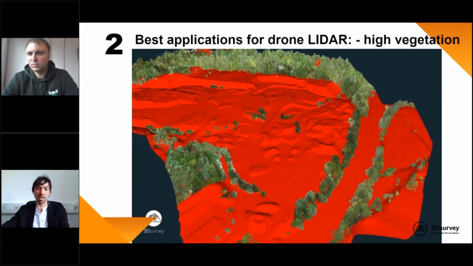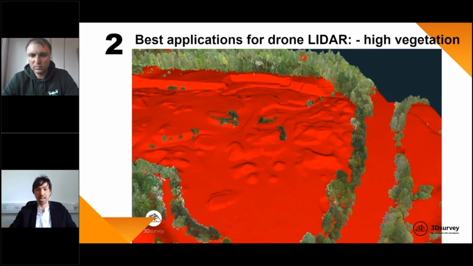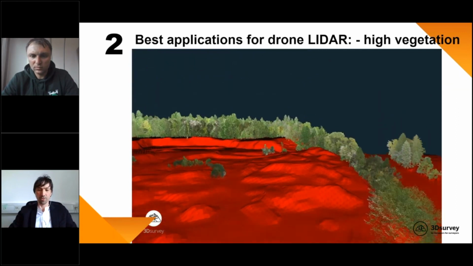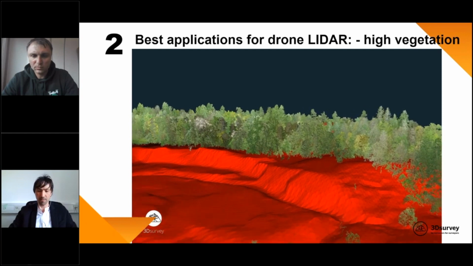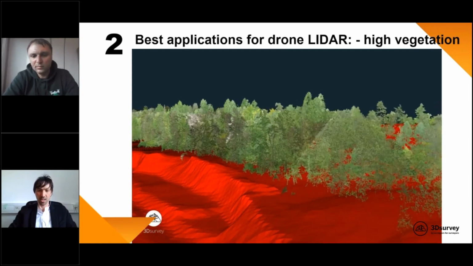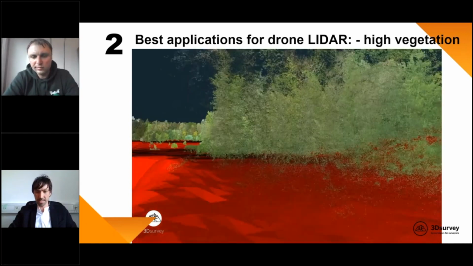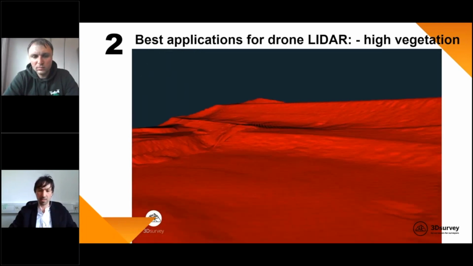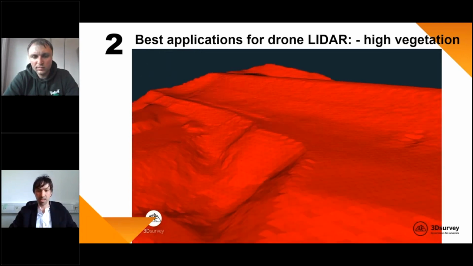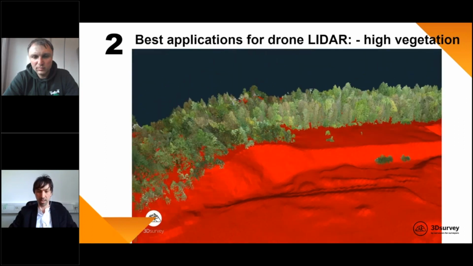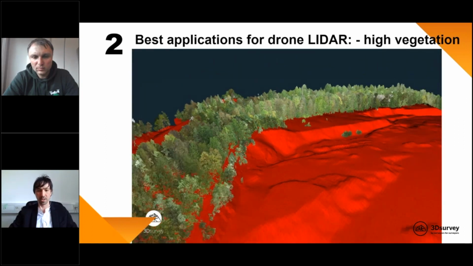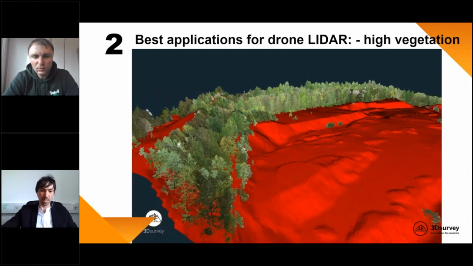And the second one, super powerful with LiDAR, is this: with photogrammetry, sometimes you have issues getting terrain points if you have high vegetation. With LiDAR, you always get some points, and you can see here a surface created in 3Dsurvey based on ground points, and then the point cloud from the vegetation above the surface. So what's the main point?